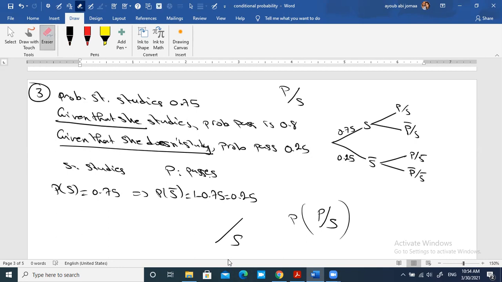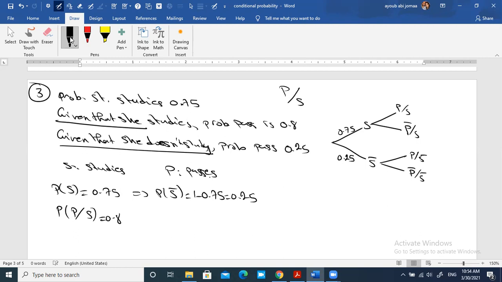Okay? فإذا the given here, probability of P given that S is 0.8. هالشيء بيعني إنه she will not pass if she studies, the probability is 0.2. اكتبهم على الدياجرام. The probability of P bar given that S is 1 minus 0.8, هي 0.2.